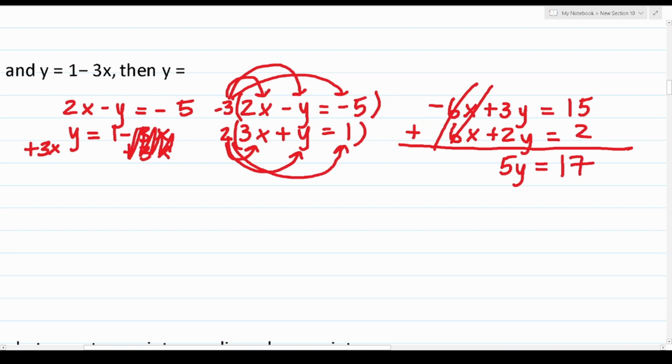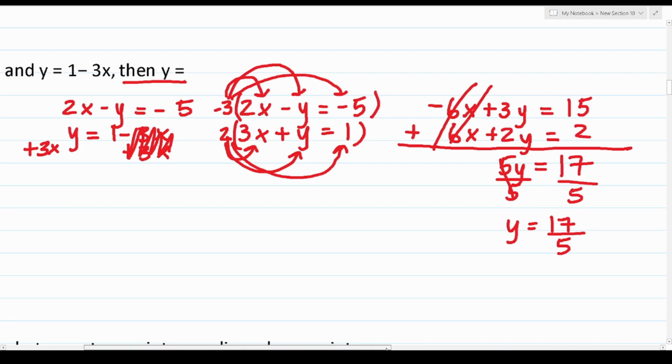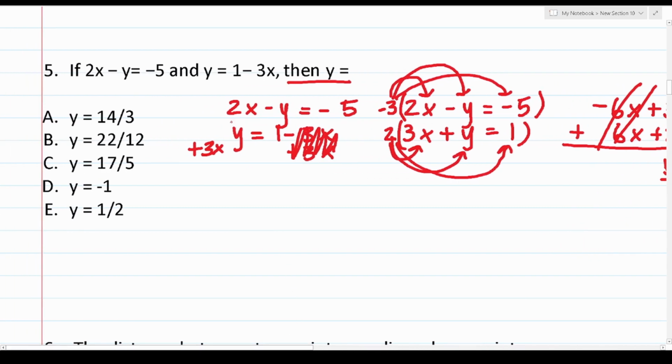Again, according to this problem, we want to just solve for the y variable. So to get y by itself here, we're just going to divide both sides by 5. This will cross out, leaving us with y equals 17 over 5, which can't be reduced given that 17 is a prime number. So our answer is y equals 17 over 5, which is C. Okay, so that's that one.